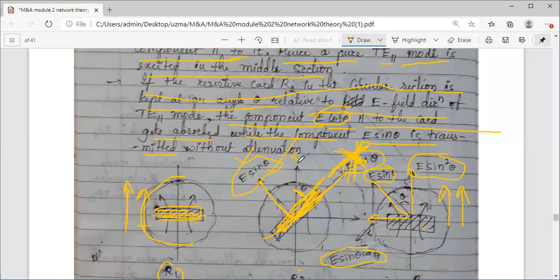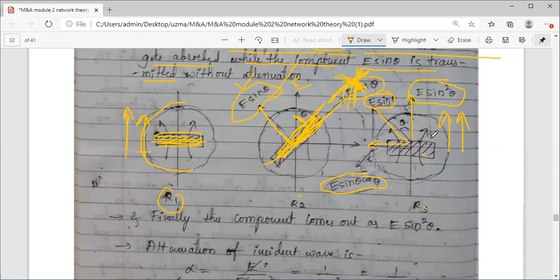Actually it is here E. So E is resolved into E cos theta and E sin theta. Here the actual value is E sin theta, so E sin theta is resolved into two components, E sin theta cos theta and E sin square theta. Now what should happen?